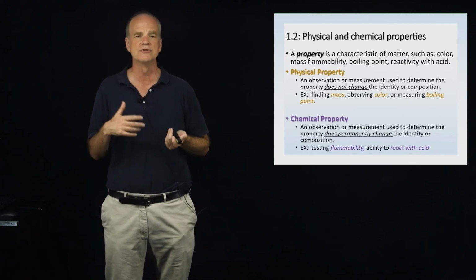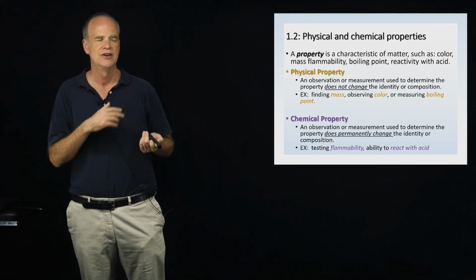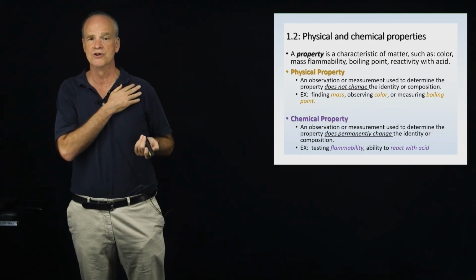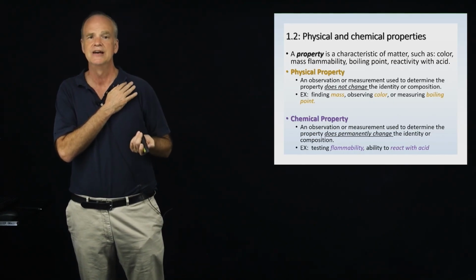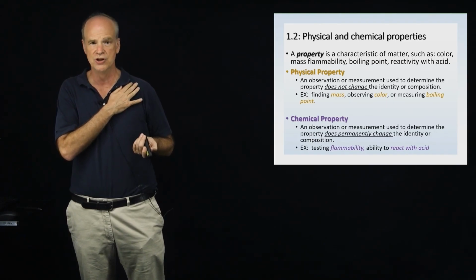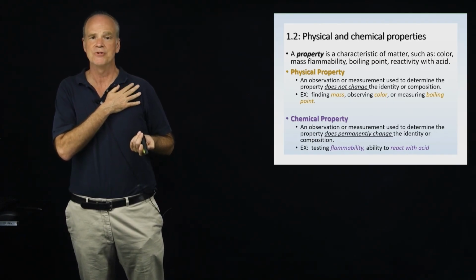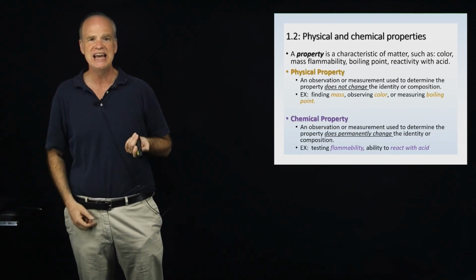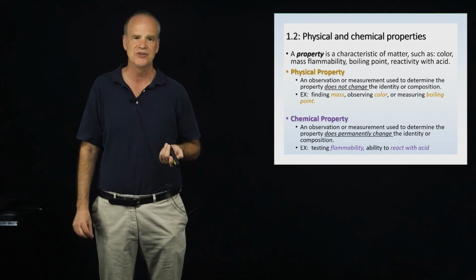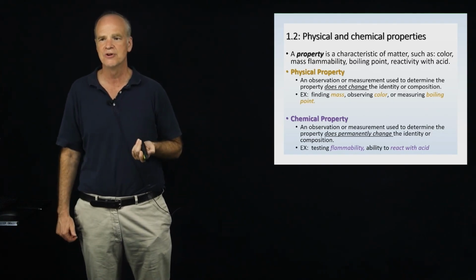So let's say you're looking at the color of the shirt. I am wearing a blue shirt right now. If someone were to test that property, the color of the shirt, by looking at my shirt and they determined it was blue, did that process of looking at my shirt change the color of the shirt to something like red? No, it did not. So color is a physical property.